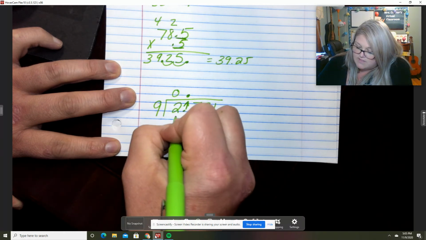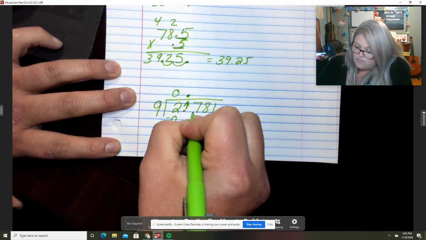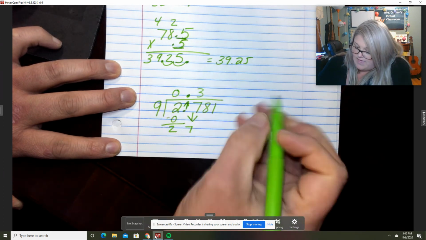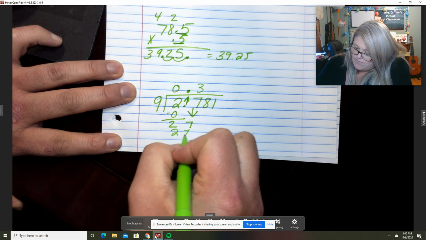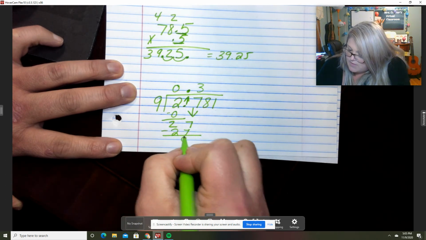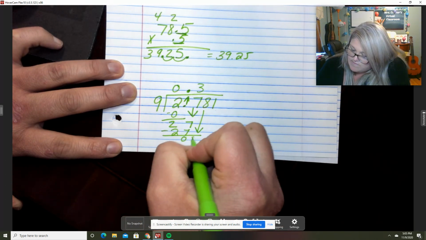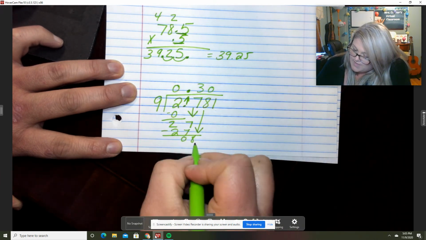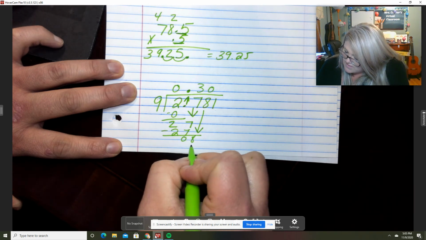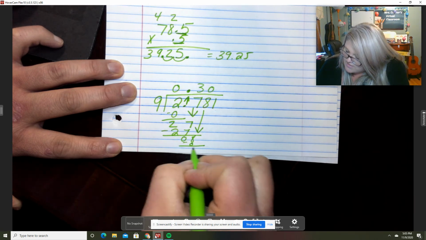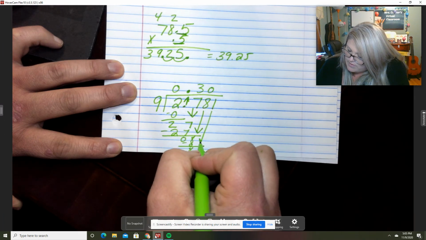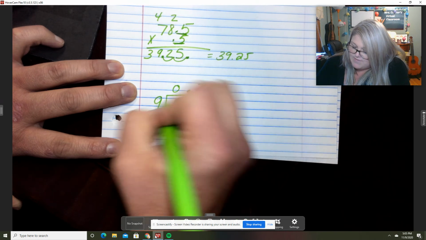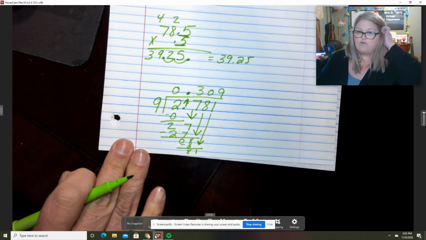9 times 0 is 0. You have 2 left over. Bring down your 7. 9 goes into 27 3 times. 3 times 9 is 27. Oh, I'm going to run out of space. That's a 0. Bring down your 8. 9 will go into 8 0 times. 0 times 9 is 0. Bring down my 1. 9 goes into 81 9 times. 9 times 9 is 81, and you are done.